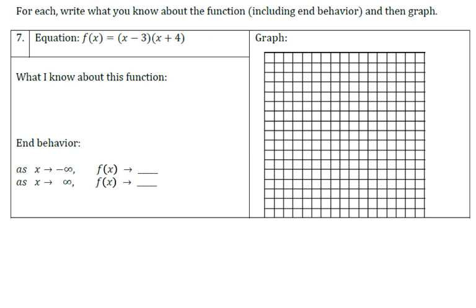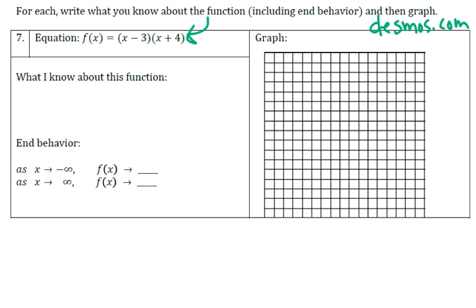Now, quite a few of these are wanting us to talk about their end behavior. If you don't know how to graph these, I don't want you to get hung up on not being able to graph. Go to desmos.com, type in the function, and use that to help you graph, because we're not focusing so much on the graph, we're focusing more on what we know about it.